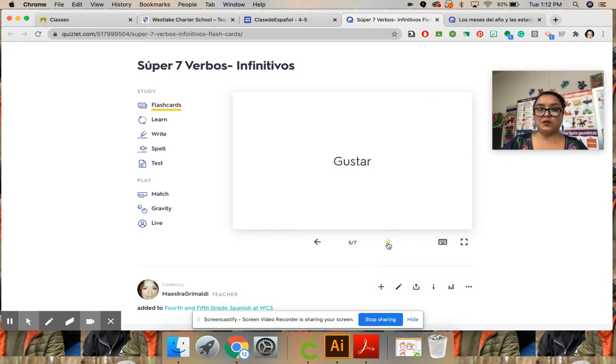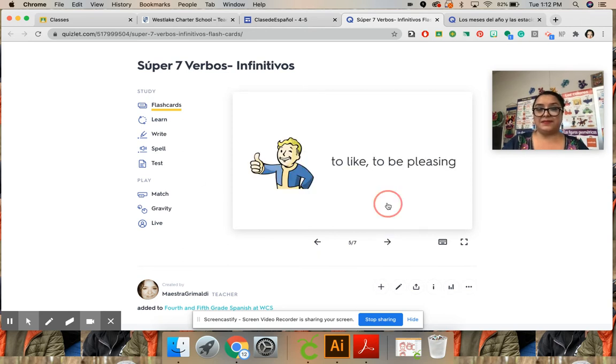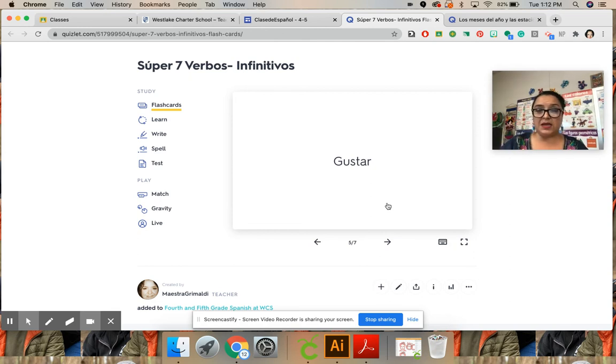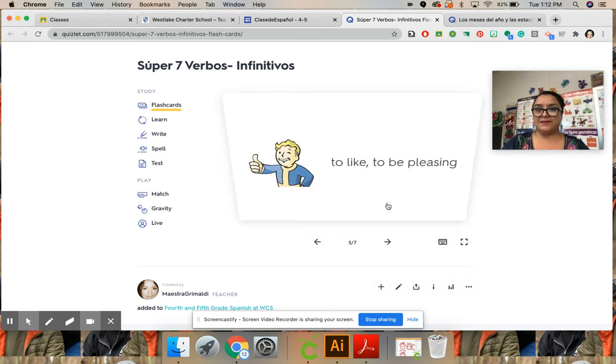Our next word, gustar. And you probably heard of this word before in a different form. Gustar. It's to like something. And you probably used it in your previous grade with Miss Soto or Miss Hernandez. And you probably practiced me gusta. I like. But we're talking about the verb before we conjugated. Gustar means to like.